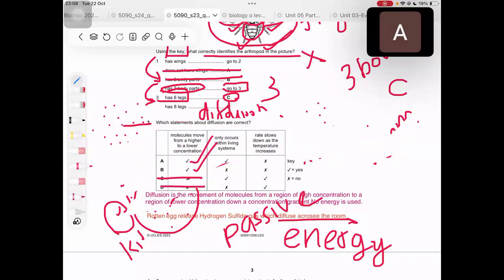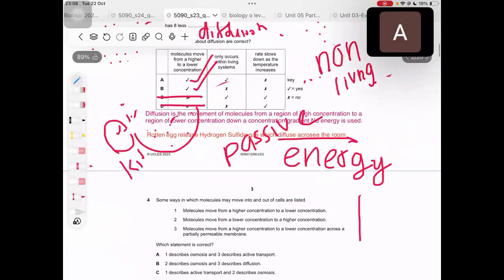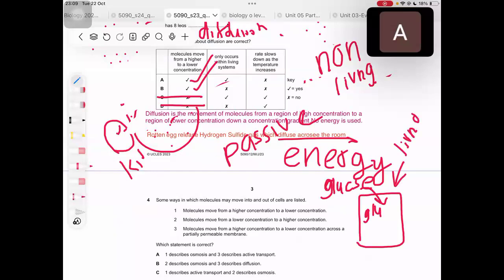It only occurs within living systems. The example that I gave you right now is happening in a non-living system, not in a living system. In our living system also, if you take a cell, substances can move. If you have more glucose outside the cell and less glucose inside the cell, glucose can move from a higher concentration to a lower concentration. Now that occurs in a living cell, in a living system. But the example that I took before, the egg example, right?